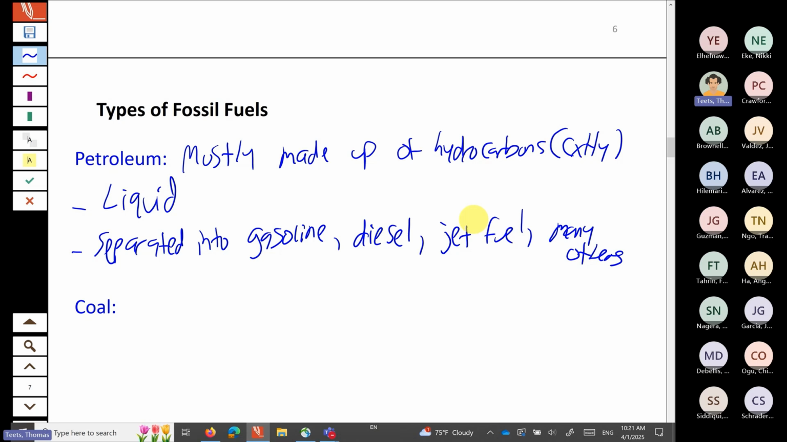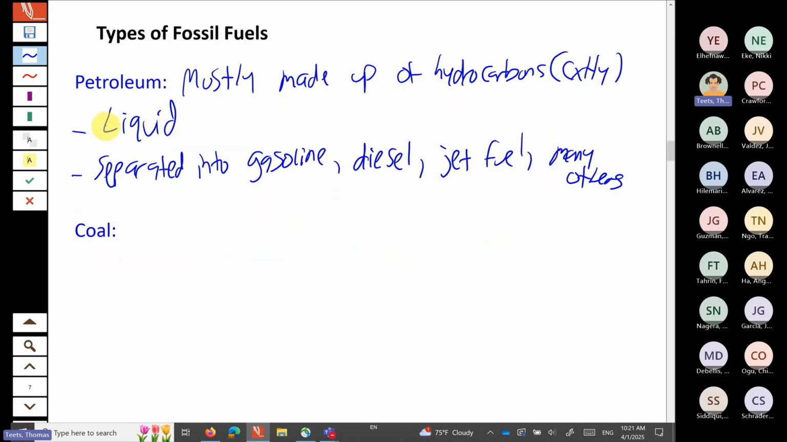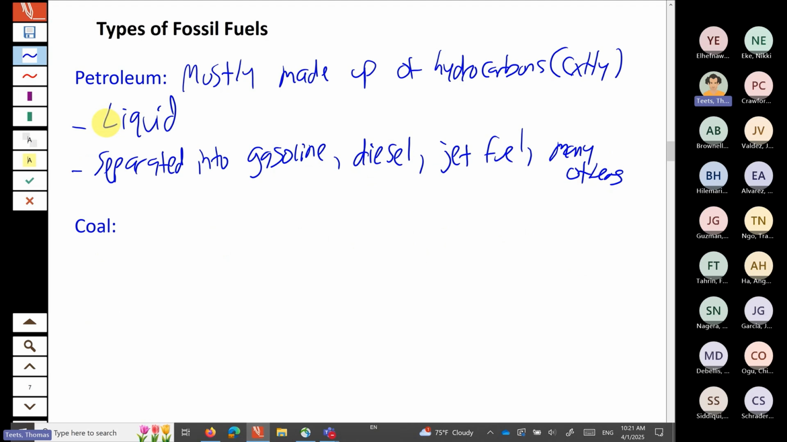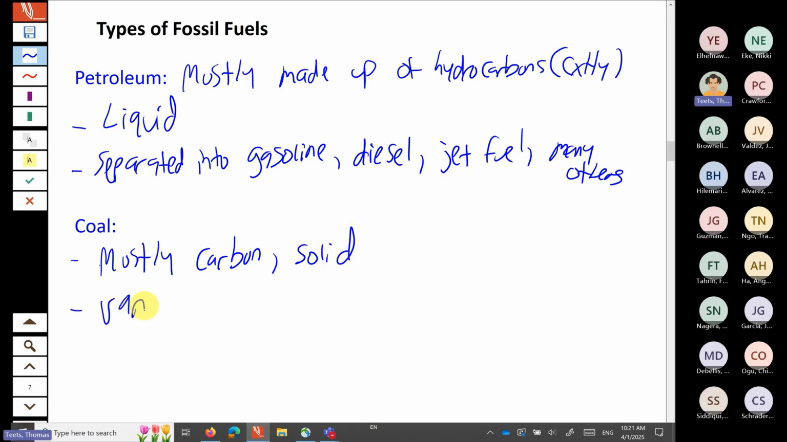Now, the other major type of fossil fuel is coal. It seems like here in Texas we don't use coal as much, but it still predominates in other parts of this country and around the world. So coal is a solid form mostly made up of carbon. And coal does have variable carbon content. So depending on where you get the coal from, it might have different percentages of carbon in it. There's other, as I said, minor components as well, even though it's mostly carbon.